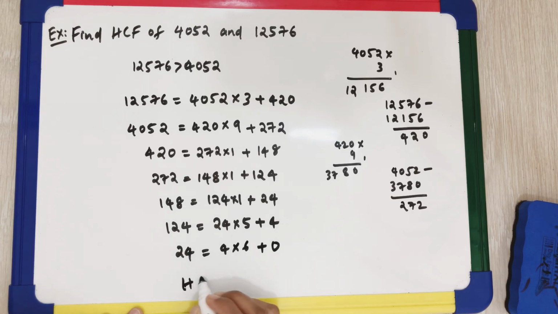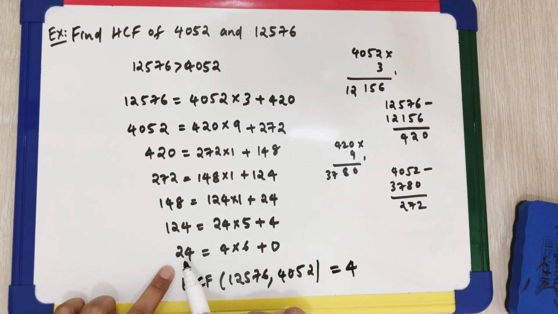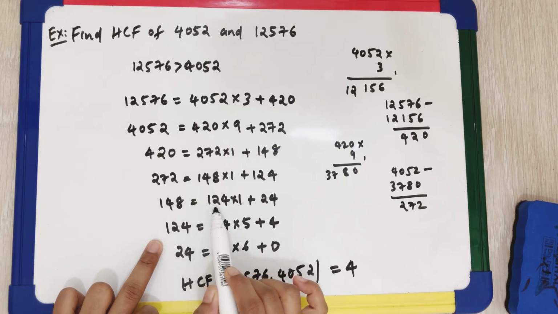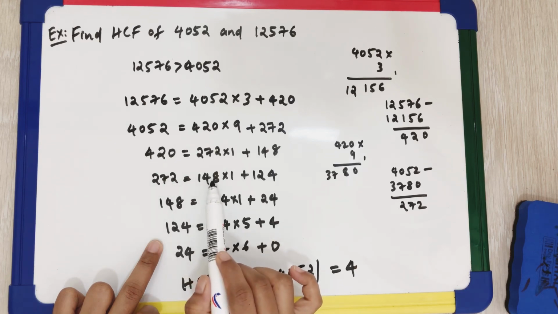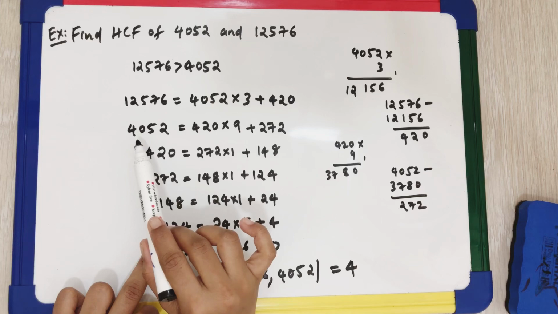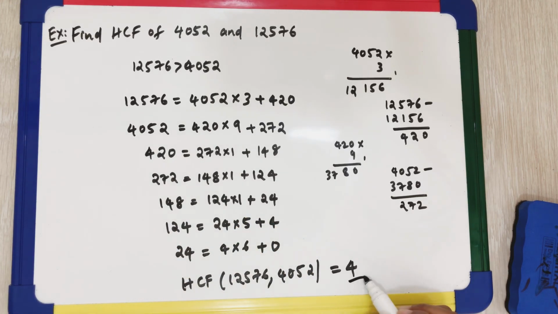Therefore, HCF of 12576 and 4052 is equal to 4. Also, we can note that HCF of 24 and 4 is equal to 4. Similarly, HCF of 124 and 24, HCF of 148 and 124, HCF of 272 and 148, HCF of 420 and 272, and HCF of 4052 and 420 are all equal to 4.